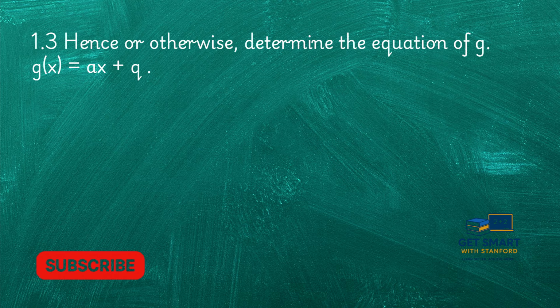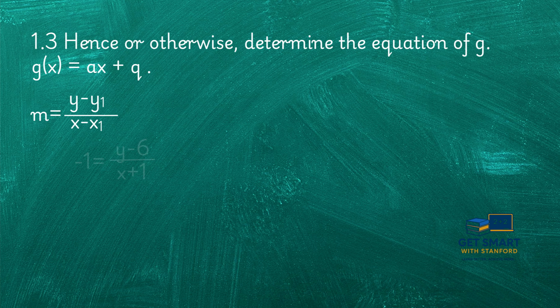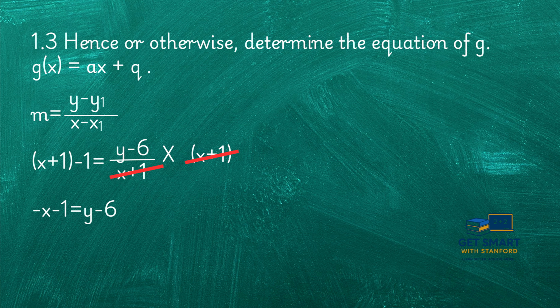In question 1.3, we are instructed to determine the equation of g. Since we have the gradient and the values of x and y at the contact point, we can use the equation of the straight line. Substitute the values that we know and apply basic mathematics. Here is the equation of g, which is the straight line: y = -1x + c.